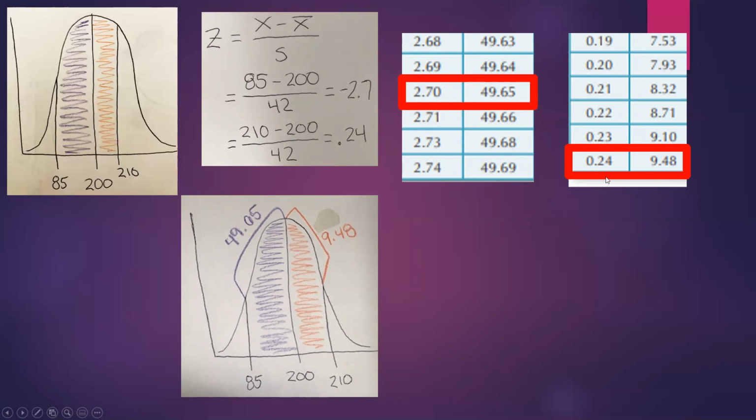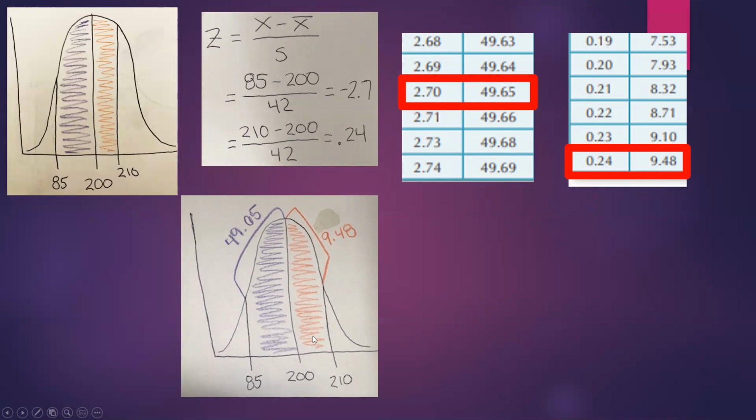Our z-score of 0.24 is associated with 9.48% of all values. So we know this orange part, the area between the mean and a z-score of 0.24, is 9.48. So if this problem is asking us to find the probability that any value is between 85 and 210, we know this part, the purple, is 49.65, and this part is 9.48.